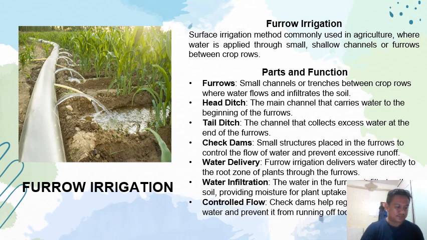Water delivery. Furrow irrigation delivers water directly to the root zone of plants through the furrow. Water infiltration. The water in the furrow infiltrates the soil, providing moisture for plant uptake. How to control flow? Check dams help regulate the flow of water and prevent it from running too quickly.